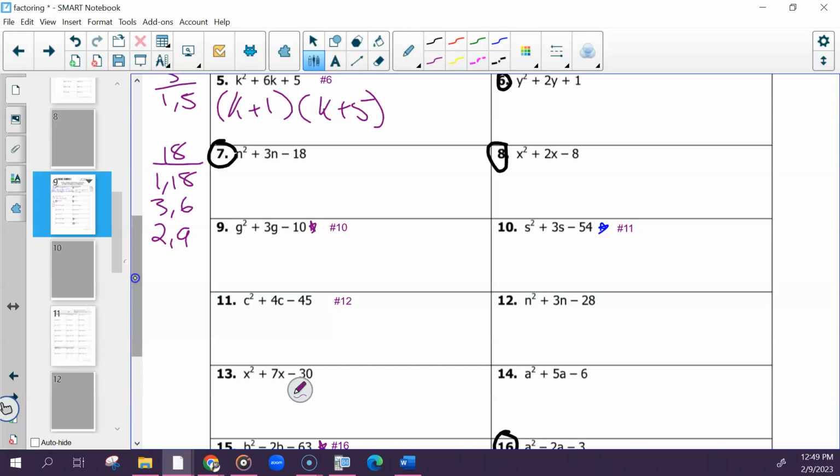Right? So because your 18 is negative, the only way we multiply to get a negative is if one of your answers is negative. So we have to think about which one of these we could make negative that, if we added them together, would give us 3. If I made 1 negative and added it to 18, would that give us 3? No. What if I did it the other way? Positive 1 and negative 18? No. Okay. If I made negative 3 and positive 6? Yes. So you would write those factors as n minus 3 and n plus 6.